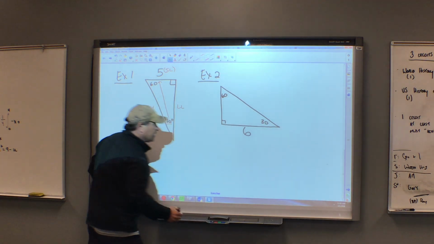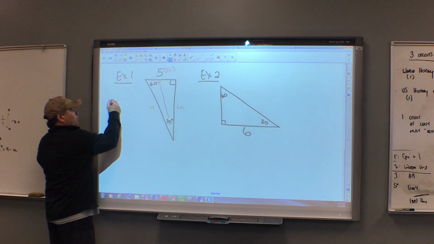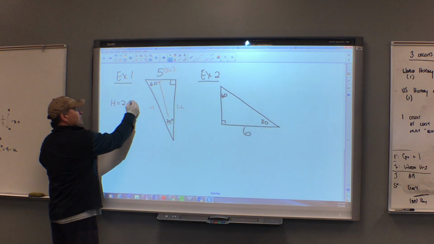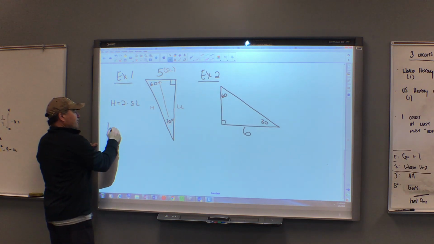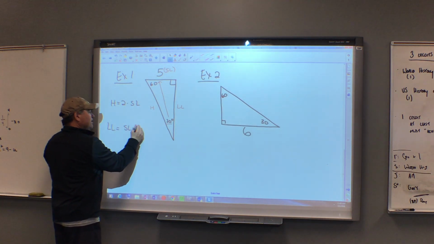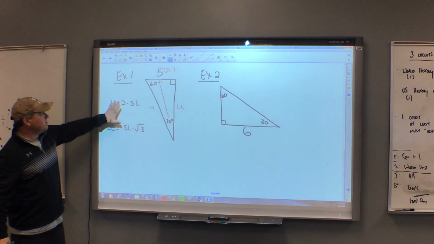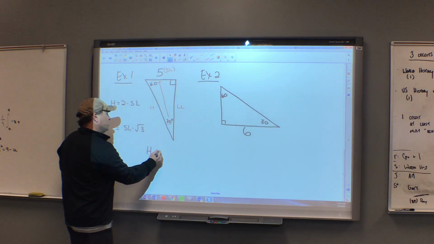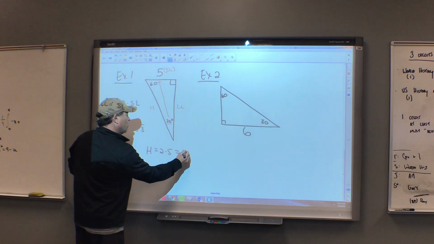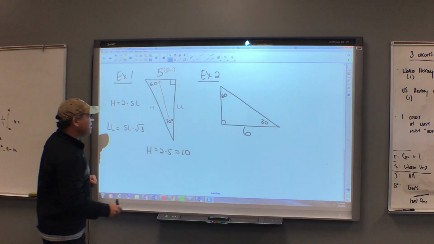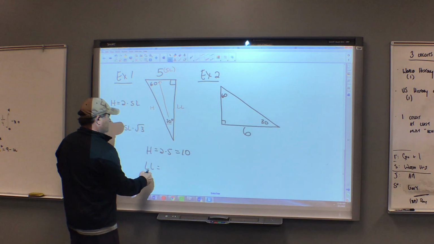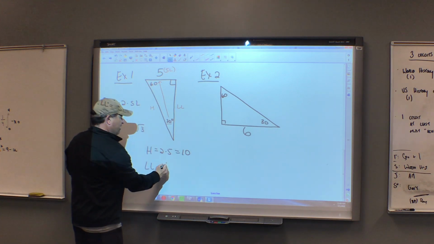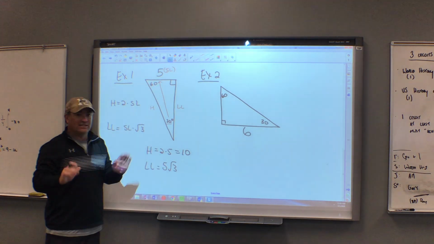So again, referencing my rules, where I know that the hypotenuse is 2 times the short leg, and I know that the long leg is the short leg times the square root of 3, I can use these to complete this and just say, well, okay, the hypotenuse is going to be 2 times 5, or 10, done. The long leg is going to be the short leg, which is 5 times the square root of 3, done.